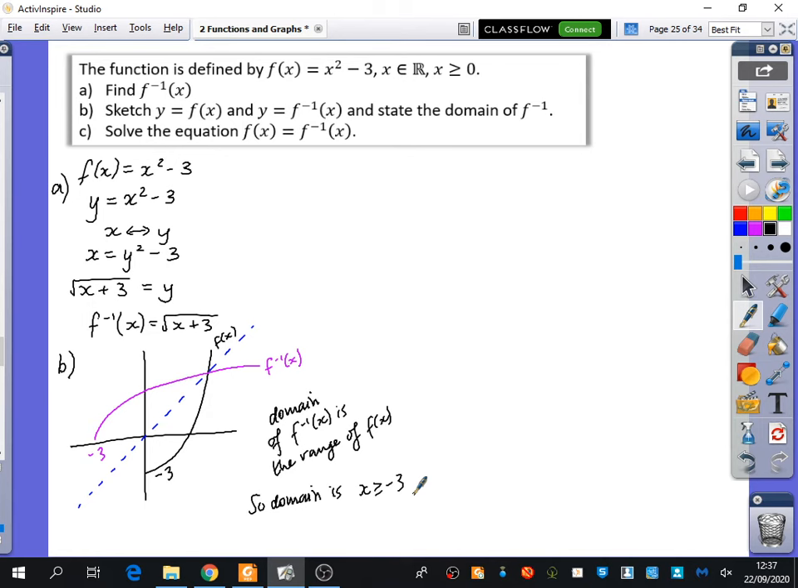Just a quick tip when you're doing the sketches: when you're sketching the original function, I hope you paid attention to this, that x is greater than 0. You'll notice when I drew my function in black, I didn't have the negative branch because I was only allowing positive values for x, and that was to make it a one-to-one function. Otherwise, it wouldn't have an inverse.